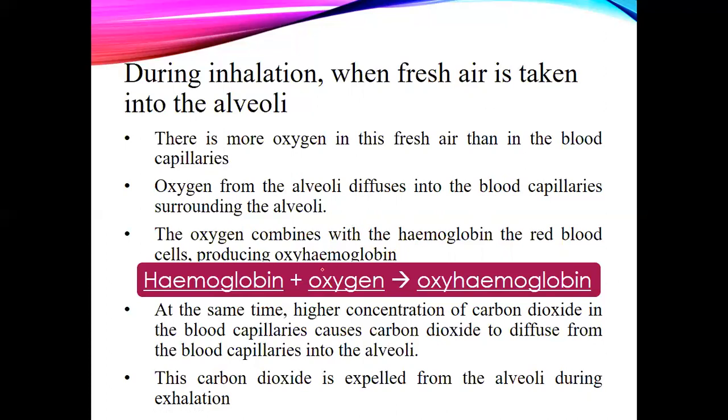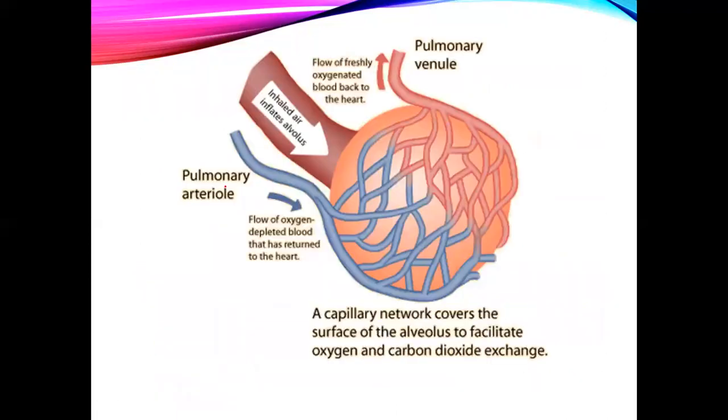oxyhemoglobin. At the same time, the higher concentration of carbon dioxide in the blood capillaries causes carbon dioxide to diffuse from the blood capillary into the alveoli. So the carbon dioxide is expelled from the alveoli during exhalation. The meaning is that because of the difference in concentration in the two places, there will be diffusion from a place of high concentration to a place of low concentration. The next slide is a picture that depicts all I've talked about, so you can pause the video a little and study it.